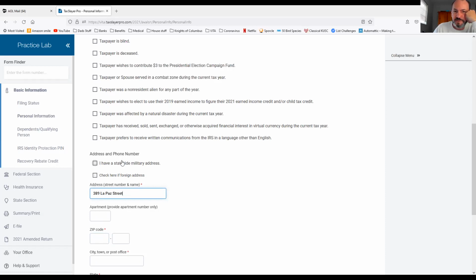And then you can go to, Sean, you can go to that one just a little bit above the address where it says, if you want to elect to use your 2019 earned income. And so what that means is that's going to be in effect for the federal return. So you've got to get that data for 2019. Most likely it's going to be in the archives of our program.